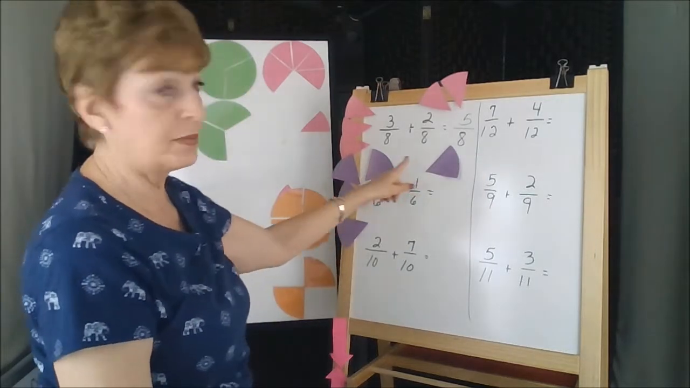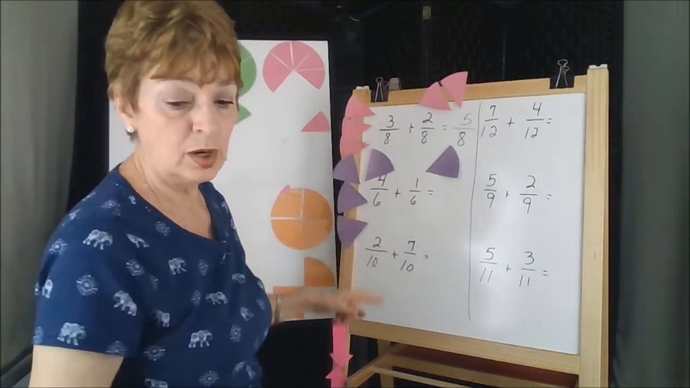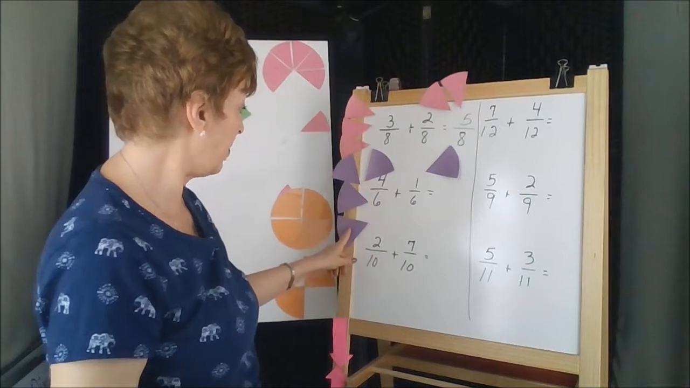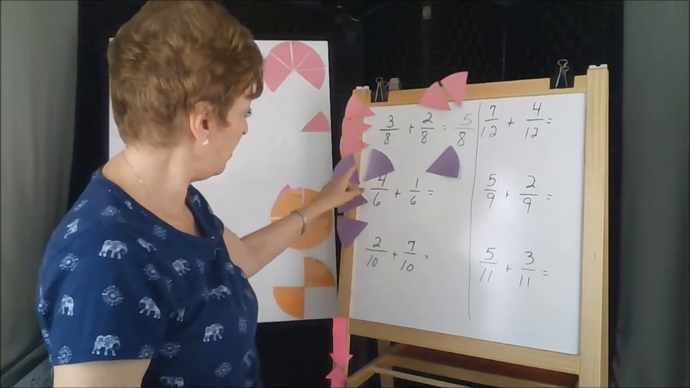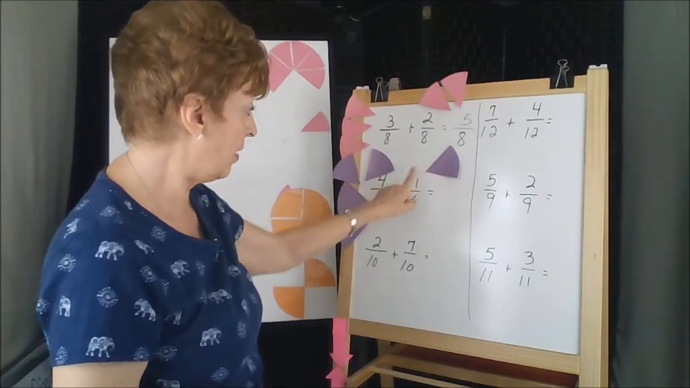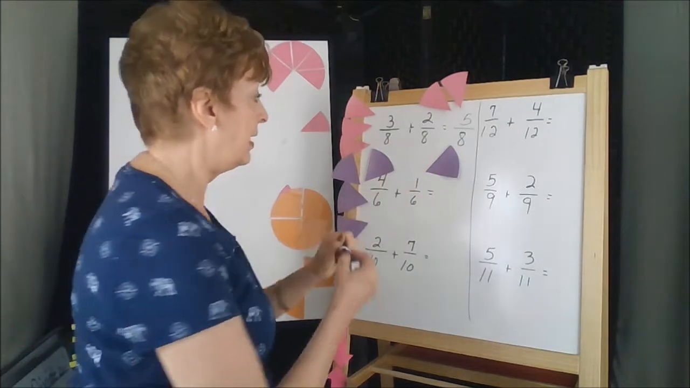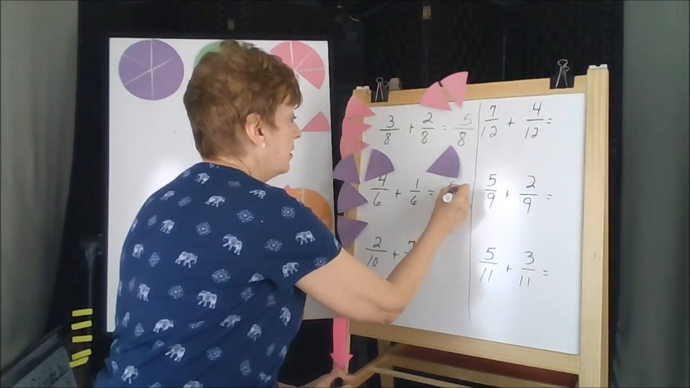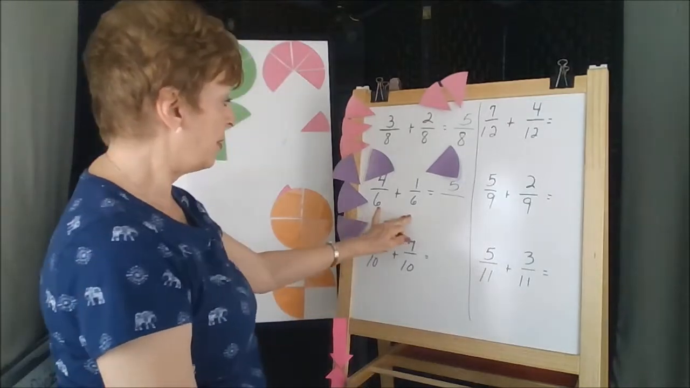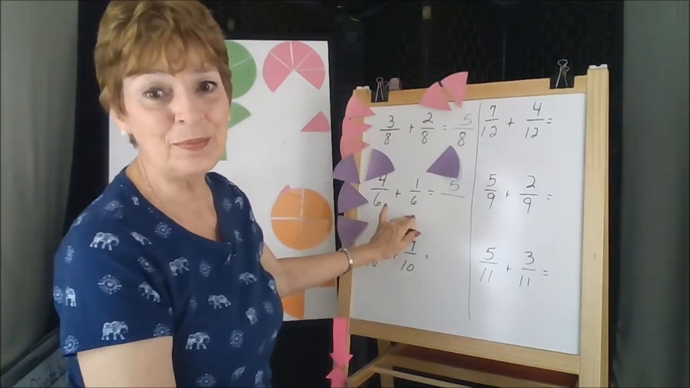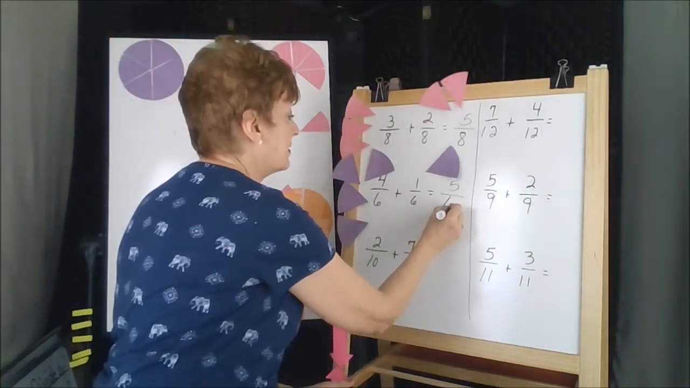Because the size of the pieces are all the same, we can simply add up the number that we have. 1, 2, 3, 4 is here, and 1. 4 plus 1 is 5. The bottom number names the size of the piece, sixths.